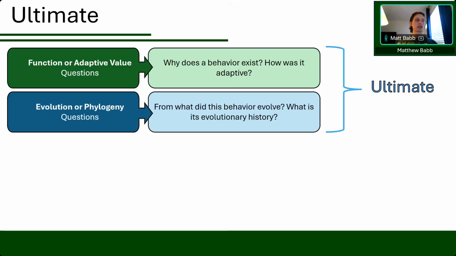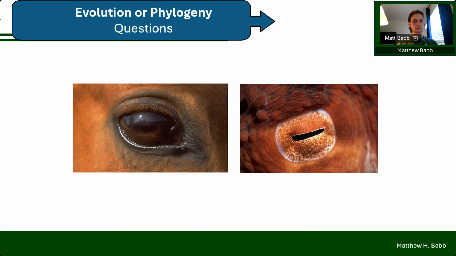And then the evolutionary questions ask, how did this behavior or ability evolve? And when in the evolution of a species did such a phenomenon come to be? In contrast to proximate questions, ultimate questions work across generations. And so let me go a little bit more deeper into both of these kinds of questions for you.